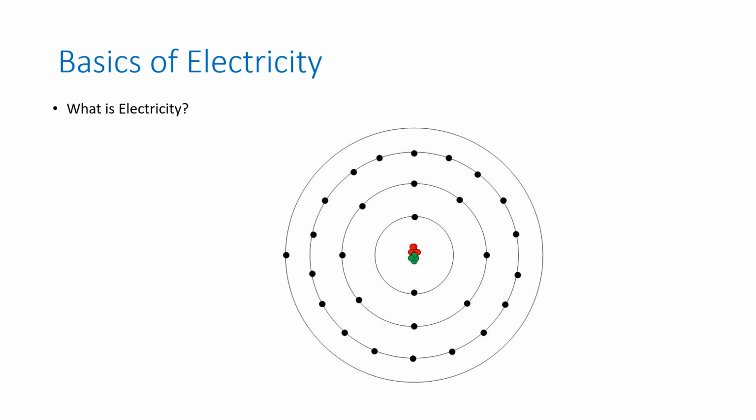Let's consider a copper atom. The nucleus has protons, which are positively charged. They're in red. And neutrons, which are neutral in charge. I color-coded them green. This is my cartoon view of a copper atom. All the black dots are electrons orbiting the nucleus. They are black because they are considered to be negatively charged.